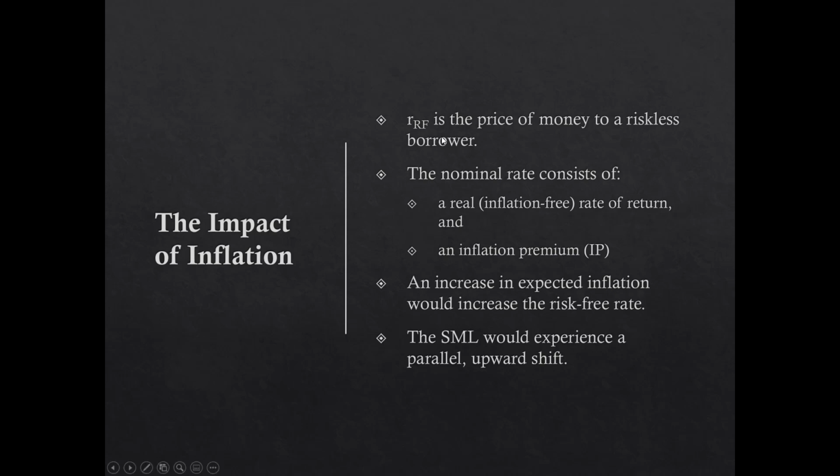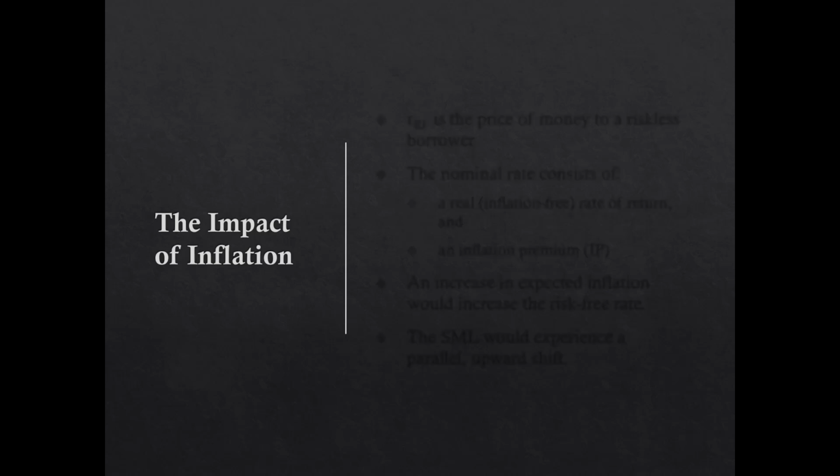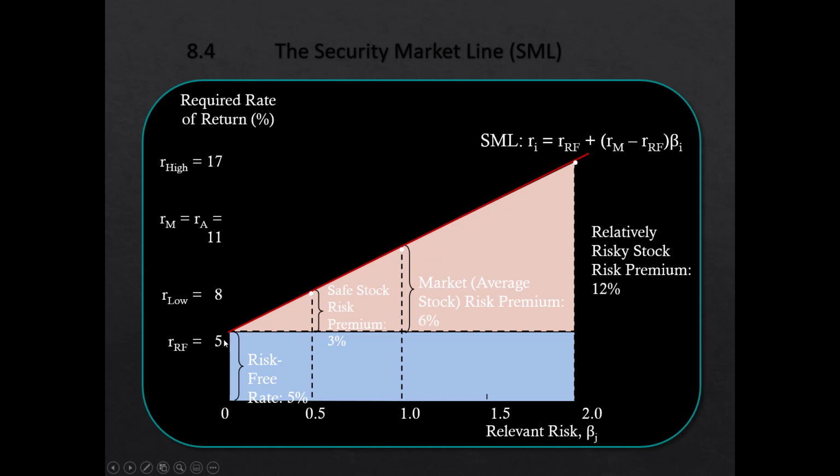The risk-free rate is the price of money to a riskless borrower. It's generally going to be equivalent to the U.S. Treasury of the same time horizon. The nominal rate consists of the real rate of return plus the inflation premium, and an increase in expected inflation. So if you think inflation is going to go up over time, that's going to increase the risk-free rate. And the security market line here would experience a parallel upward shift. So if this went from 5 to 6, this intercept would go from 5 to 6, and everything would just be parallel and go up by 1.